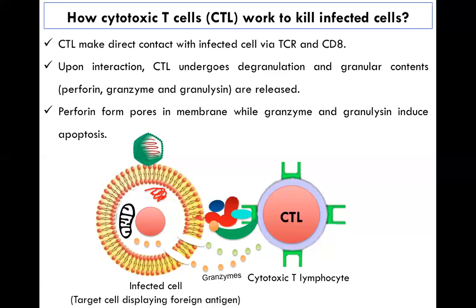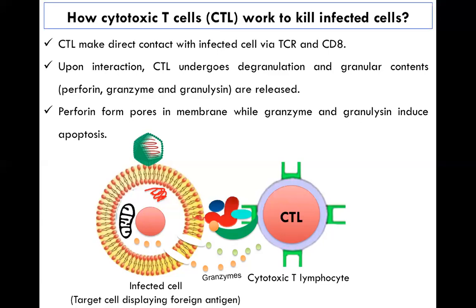So, to simplify what we have learned here: the cytotoxic T cell binds to the foreign antigen. How do they bind? By the TCR, and the CD8 co-receptors, which bind to the complex presented on the surface of the infected cell. Which kind of complex? MHC class I with the foreign antigen peptide complex. And after that, cytotoxic T cells undergo degranulation, releasing the contents of the granules.